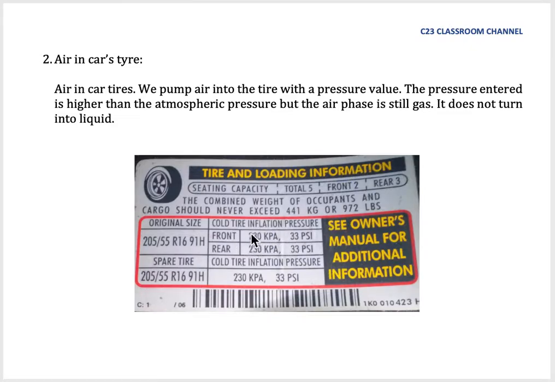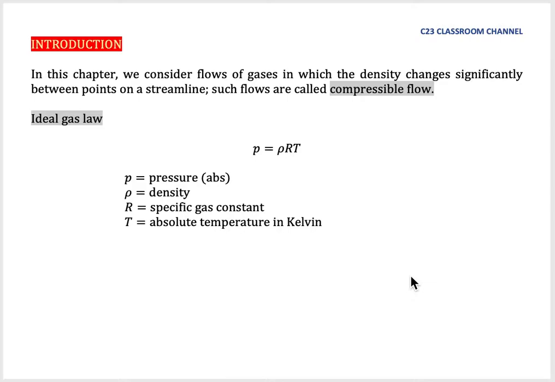So this means that we compress the air inside this tire, so the pressure inside this tire is higher compared to the atmospheric pressure. Before we go deeper into compressible flow, I would like to introduce to you a few equations that we already learned in thermodynamics, I think, because we will use these equations extensively in this chapter.